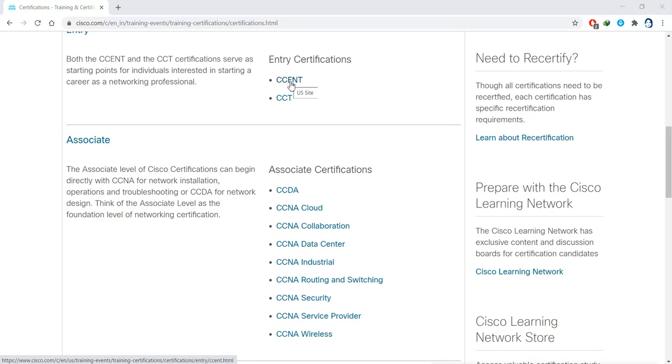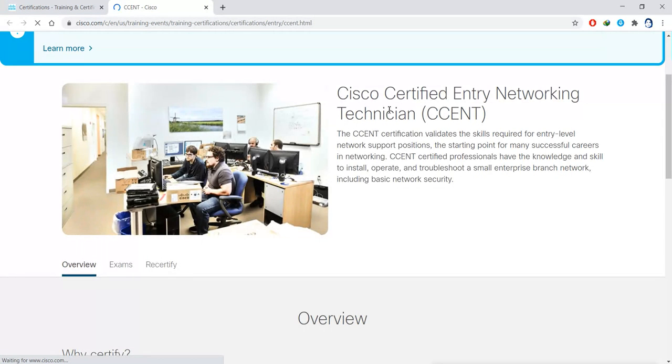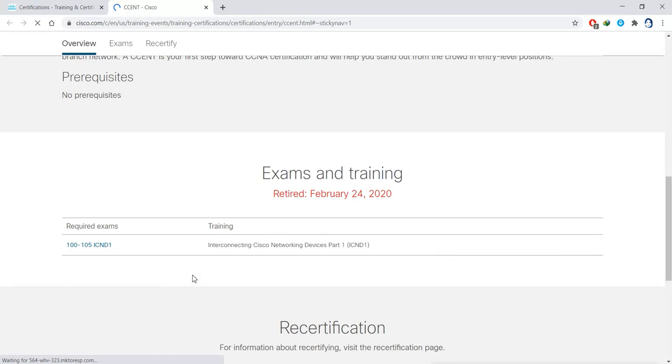If you check, I want to do this. If I right click, what are the things which I can do? So CCENT is what? Cisco Certified Entry Networking Technician. And here when you see, the required exam is only training. You need only training to do this exam. And it is actually what? ICND1. That is Interconnecting Cisco Networking Devices Part 1.